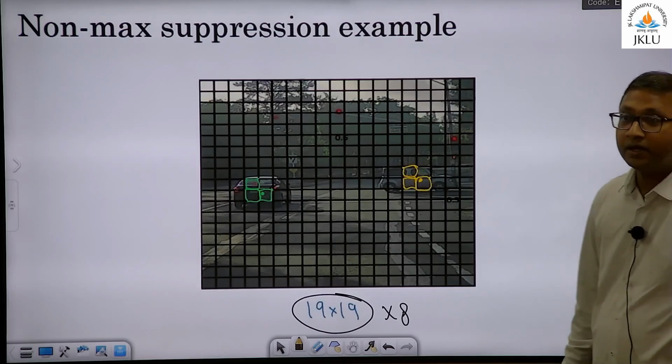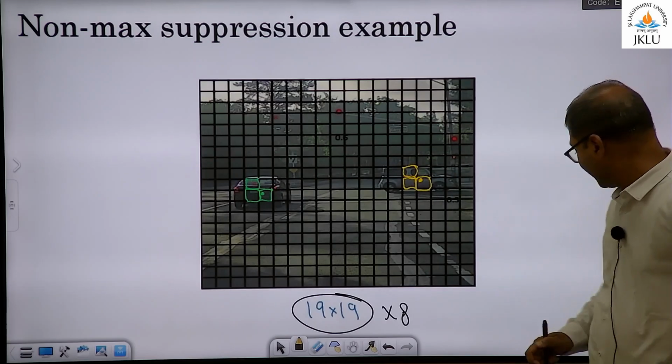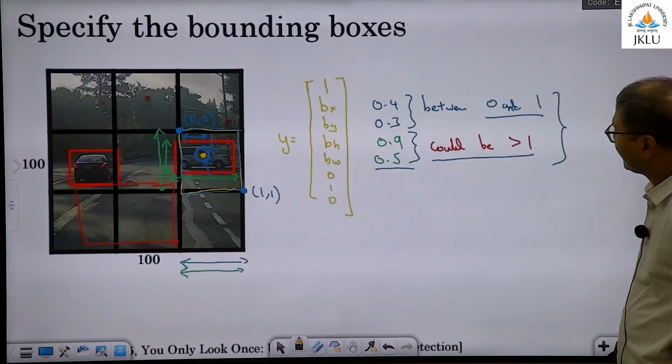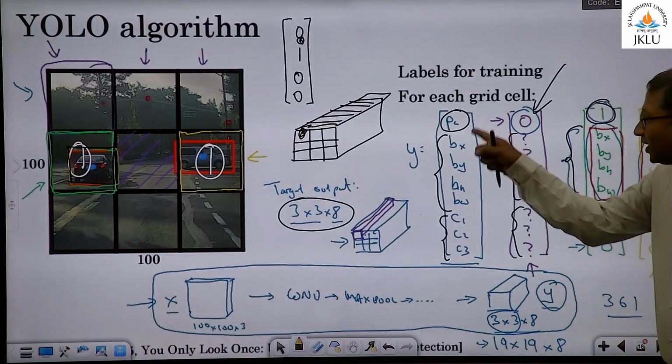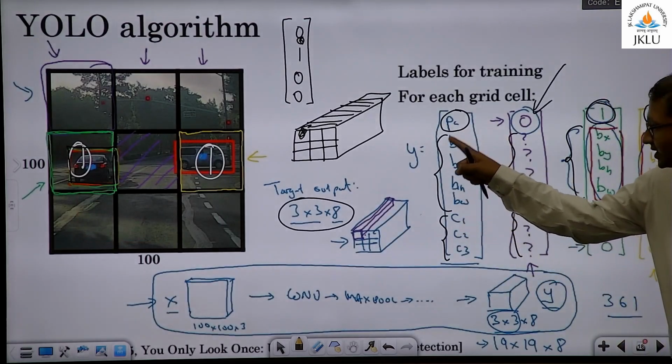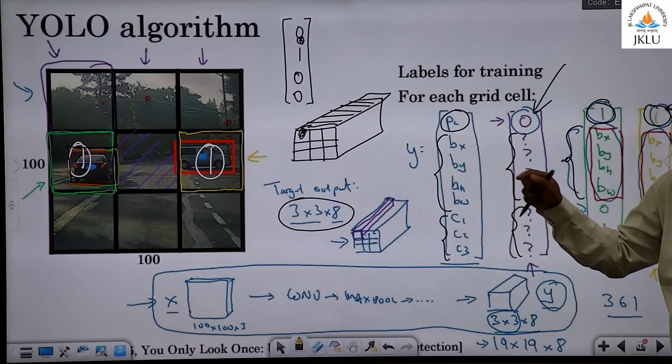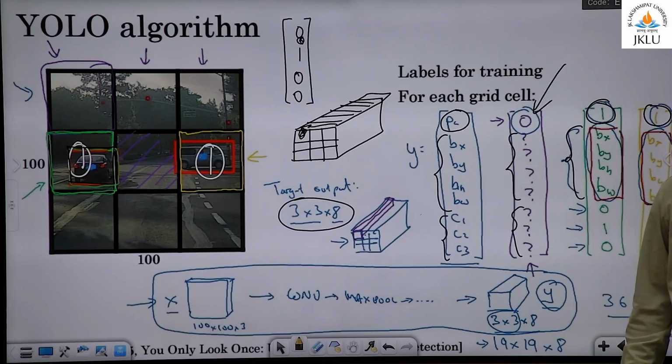Bounding boxes can be infinite, right? कहाँ से लाते हो यार? These are the coordinates of one bounding box. अब infinite कहाँ से ला रहे हो? Yes, anybody? 19 cross 19, excellent.